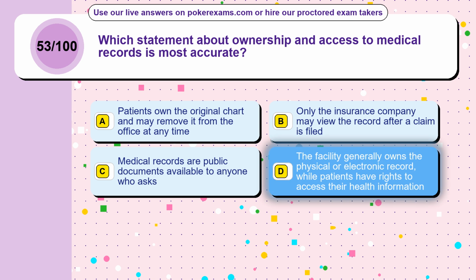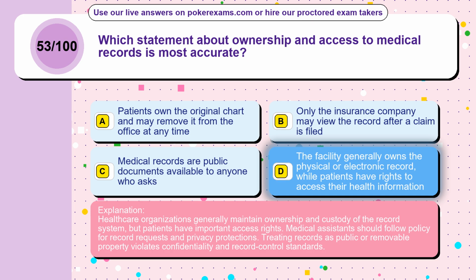The correct answer is option D. The facility generally owns the physical or electronic record, while patients have rights to access their health information. Healthcare organizations generally maintain ownership and custody of the record system, but patients have important access rights. Medical assistants should follow policy for record requests and privacy protections.